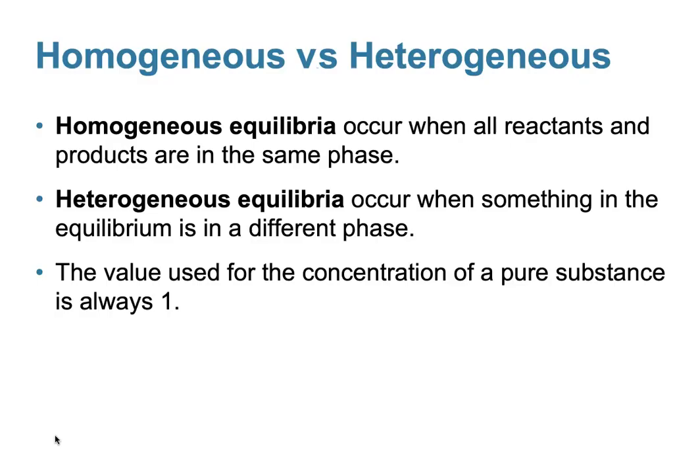For some reason, this sounds really familiar. I think I talked about it already, but homogeneous versus heterogeneous equilibria. Homogeneous is when it occurs in the same phase. The reactants and the products are all in the same phase of matter. And heterogeneous is when they are in a different phase. The value used for the concentration of a pure substance is always 1.